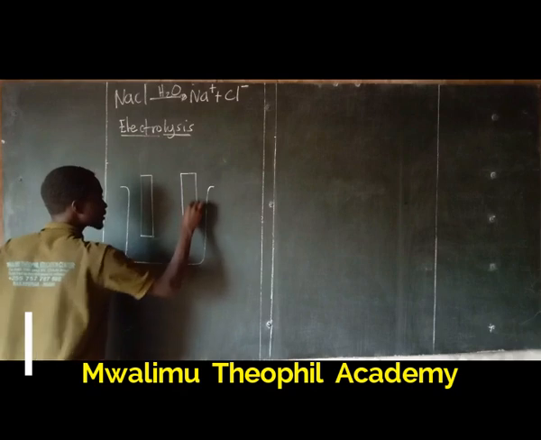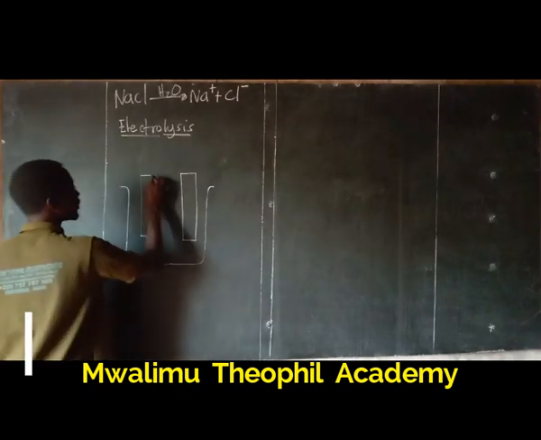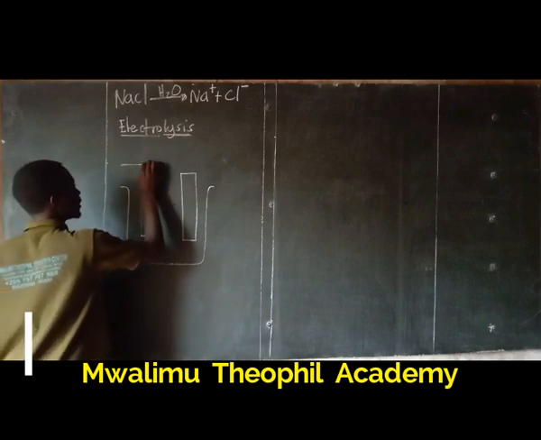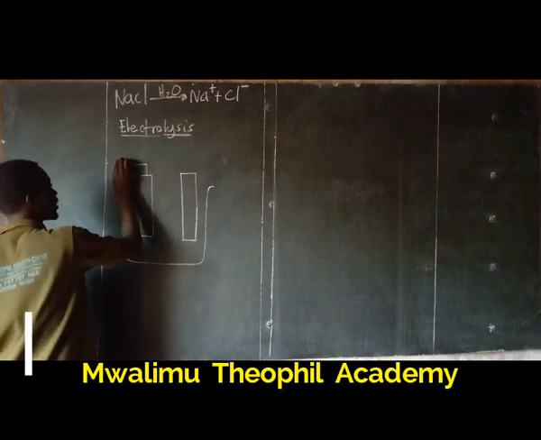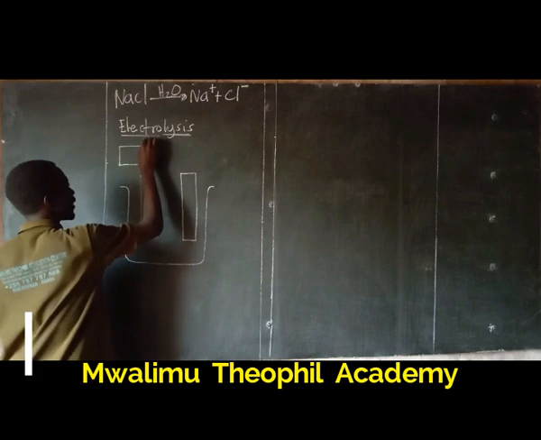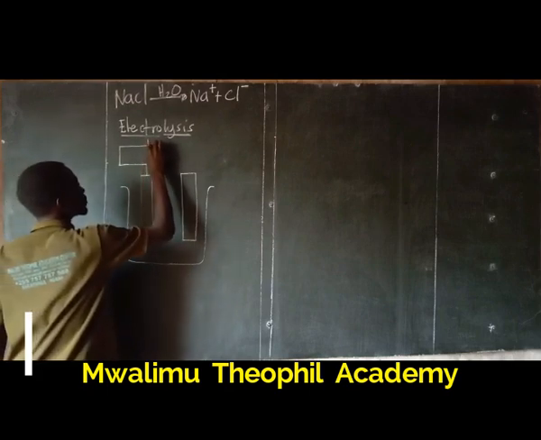An electrolytic cell has metal rods which are known as electrodes, and through the electrodes the electrons enter and leave an electrolyte. Now this is a battery.